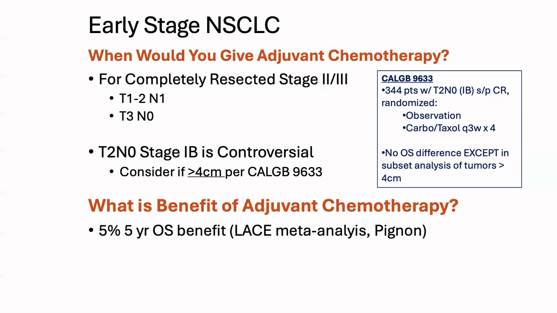As far as adjuvant treatment for early stage non-small cell lung cancer, patients may undergo chemotherapy afterwards if they are either N1 or very large, like T3. And a meta-analysis was shown to have an overall survival benefit for these patients of 5%.